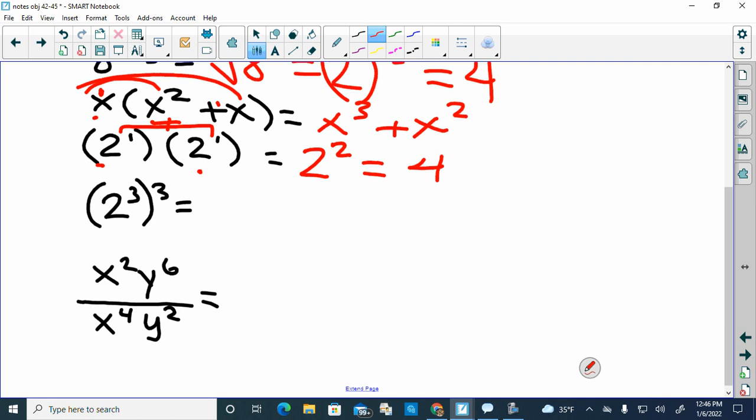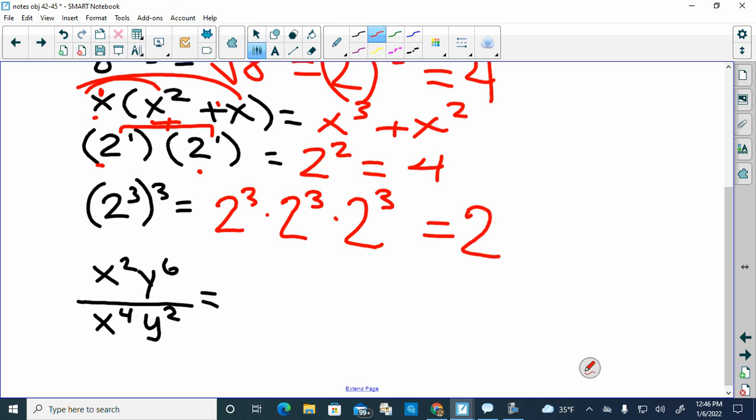Okay. So now this is a power to a power. This doesn't have just like this; this has a power to a power. So whatever is in these parentheses, it means that it is written 3 times. Okay? So this is 2 to the third times 2 to the third times 2 to the third. Now I'm at multiplying. What did you say we do with the exponents when we multiply? Add them. So 3 plus 3 would be 6, plus 3 would be 9. Okay, so this would be 2 to the 9.